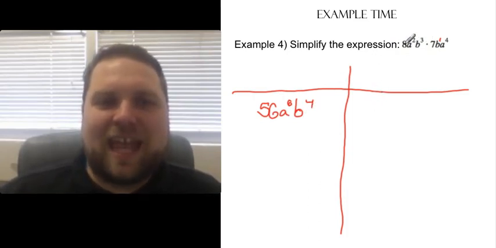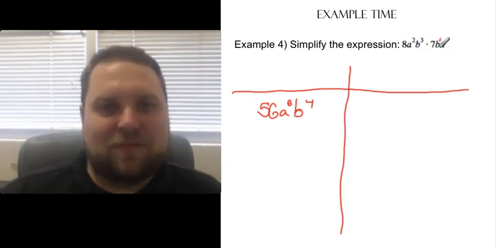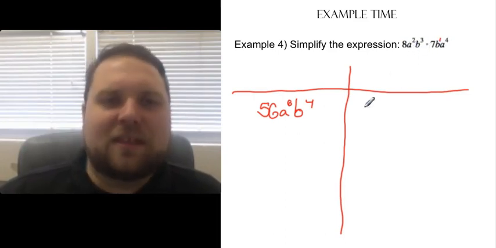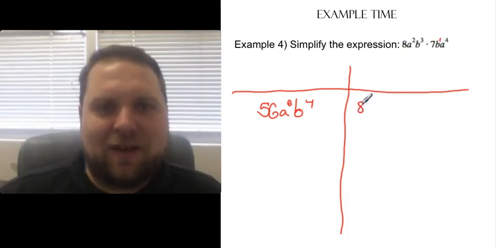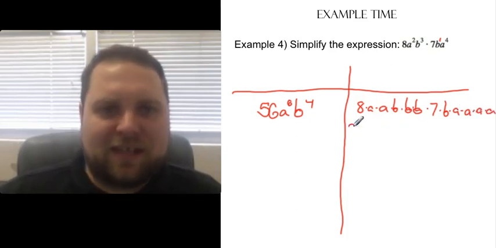So I can only add those exponents when the variables are the same. Don't mix them up. Now if I want to look at that the long way, I have 8 times A squared times B cubed, so that's 3 B's now, and then times 7 times B to the 1st, and then 4 A's. But again, multiplication is commutative. I can rearrange that as I please.